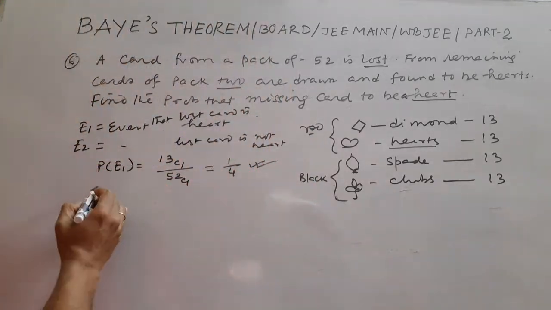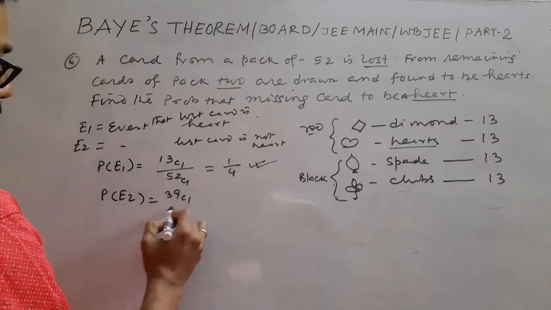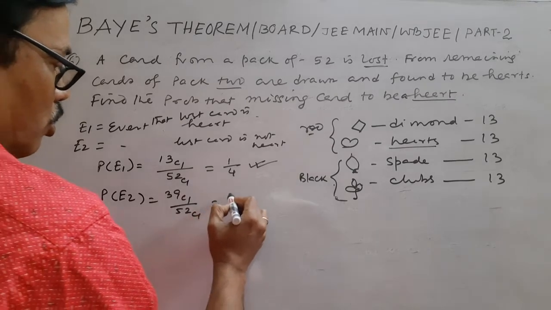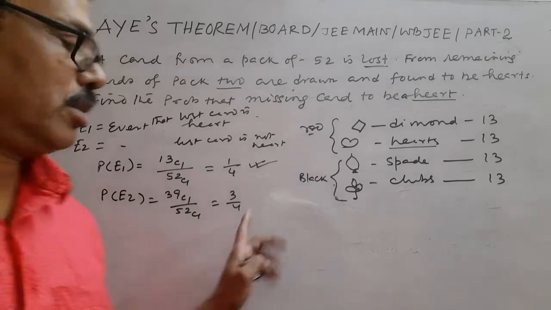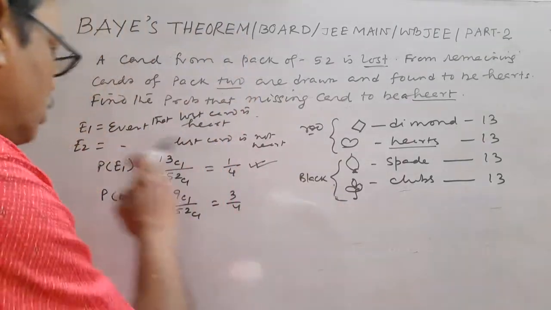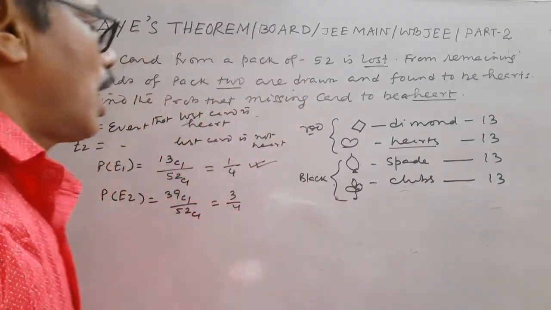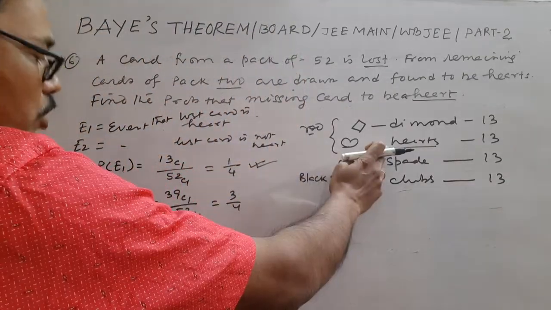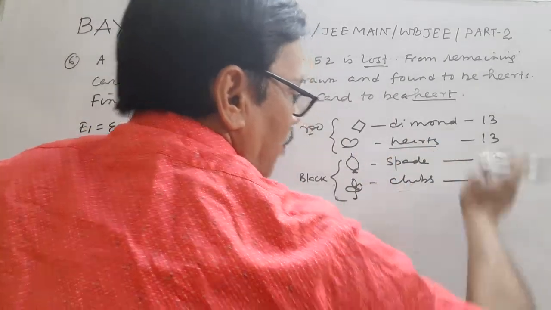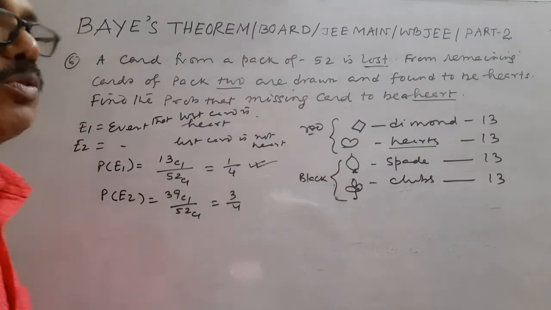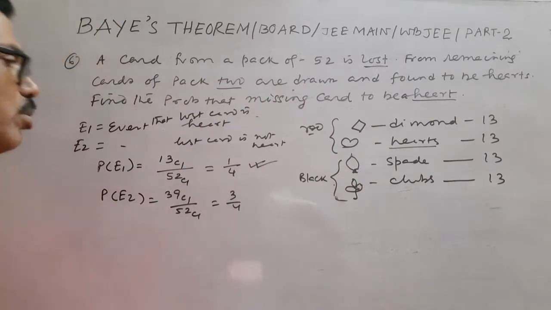And how many non-heart cards? P(E2) is 39C1 by 52C1. So 3 by 4. So this plus this is equal to 1. So they are exclusive and exhaustive. Otherwise, lost card is diamond, so this is 1 by 4. Lost card is spade, 1 by 4. Lost card is clubs, 1 by 4. So 1 by 4, 4 times added is 1. You may use this also.